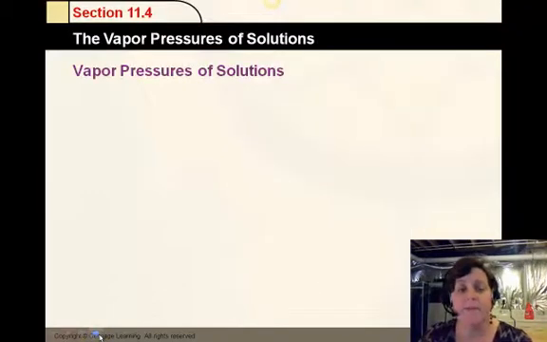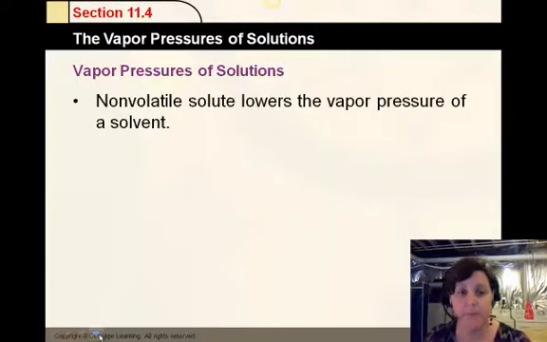And vapor pressure of solutions. Remember, vapor pressure is the pressure pushing up on the surface of the liquid as it becomes a gas. A non-volatile solute lowers the vapor pressure of a solvent. This will become important in the next section when we talk about boiling point elevation and freezing point depression.